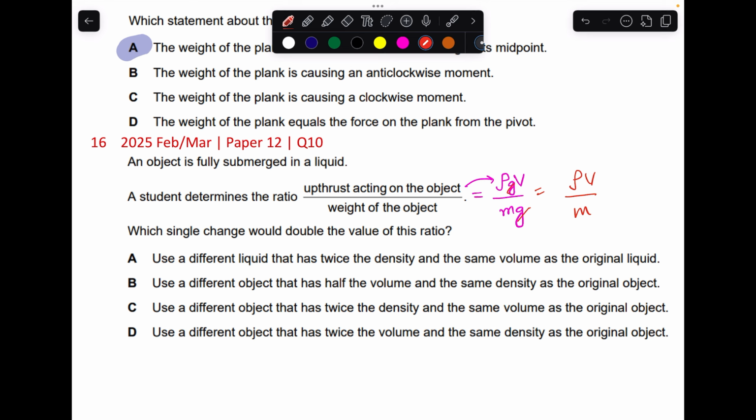Okay, let's see the options. Use a different liquid that has twice the density and same volume as the original. So if this thing is twice, the whole equation will be 2 rho V over M. So the whole equation will be twice as compared to before. So it will double that. Yes, that was a requirement. Okay. Then they're asking use a different object that has half the volume and same density. No, that will halve the ratio. We need to check when it will be double. Okay, so A is the option. C and D are also not correct.